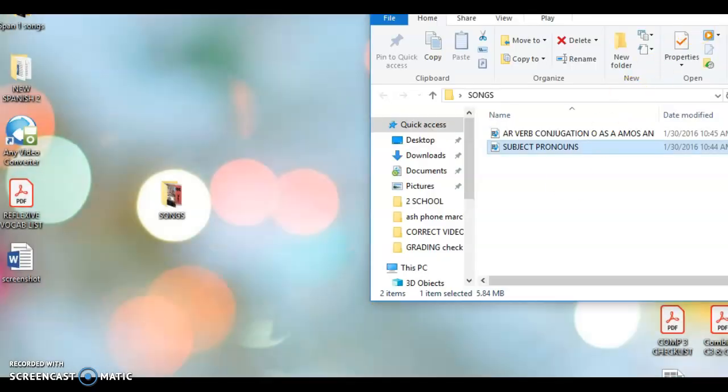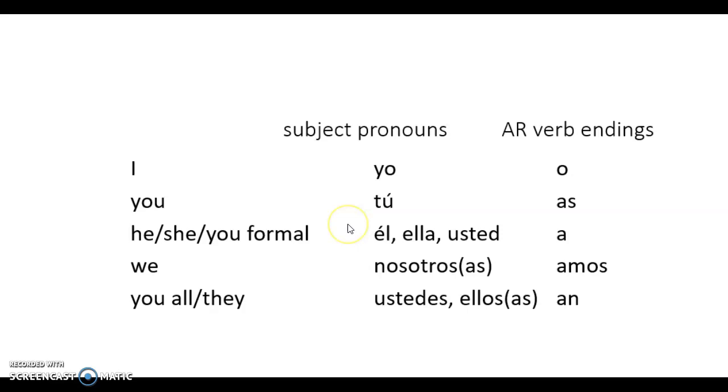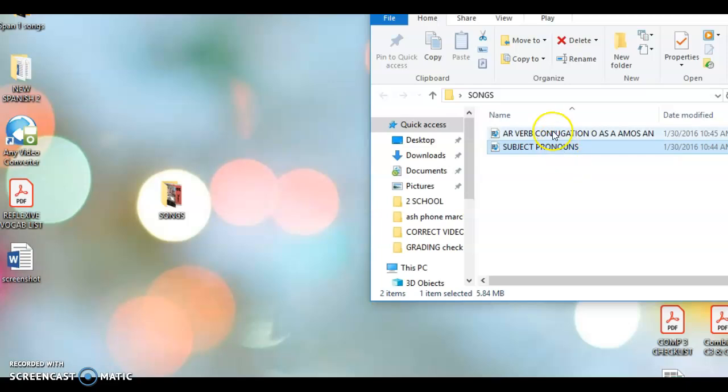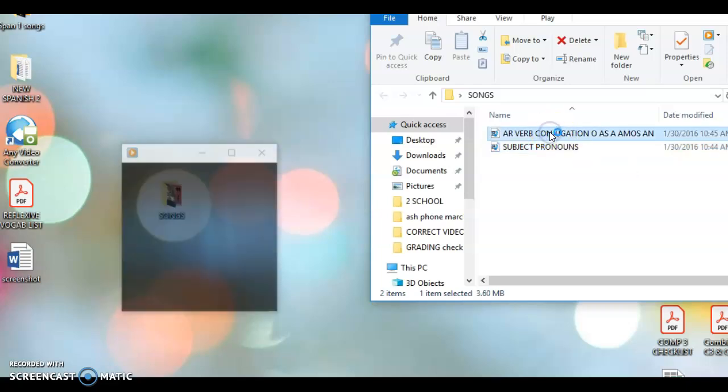Okay, and so after we have our subject pronouns, remember, we don't have to use them. We talked about our AR verb endings, and this is where we want to take off the AR, and in its place, we're going to put the o, as, a, amos, an.